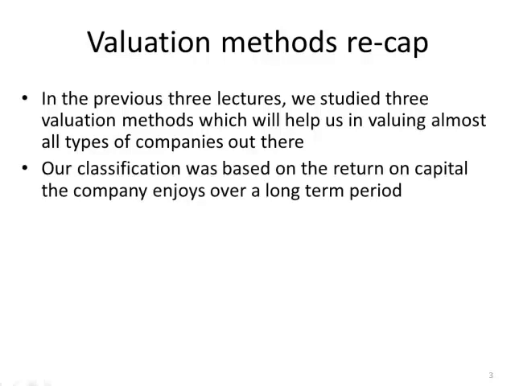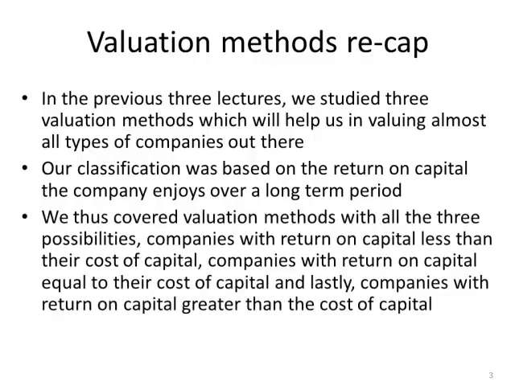And how do we classify the different types of companies when we're looking to value them? Typically our main measure was looking at the return on capital for the company over a long-term period. So we have 3 situations when looking at return on capital, and we're essentially looking at return on capital relative to the cost of capital for a company. And we covered valuation methods with all the 3 possibilities. The first thing we looked at was valuing companies with return on capital less than their cost of capital. The second was valuing companies with return on capital equal to the cost of capital. And lastly, we looked at valuing companies with their return on capital greater than the cost of capital.